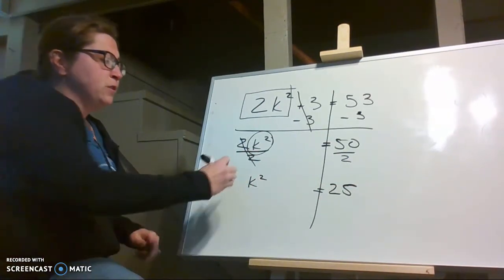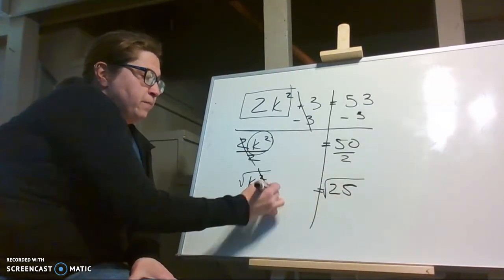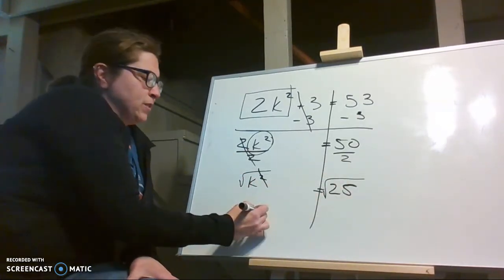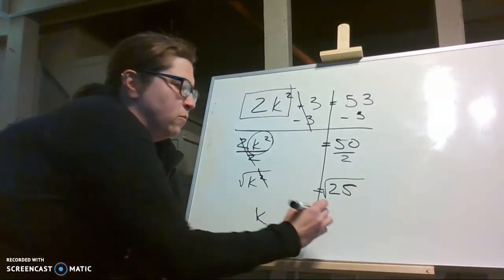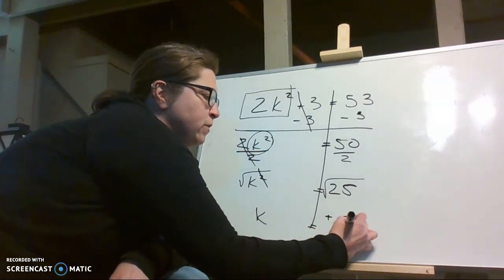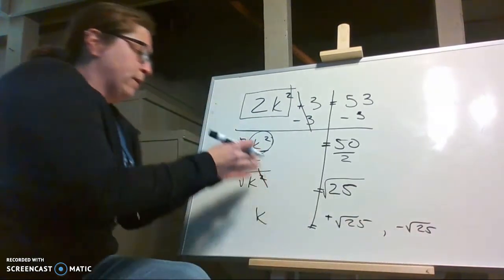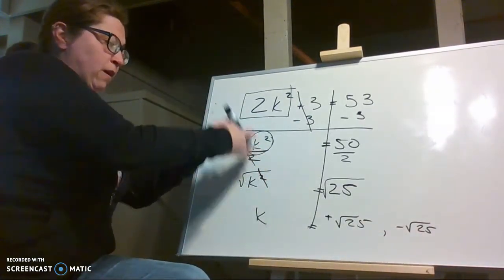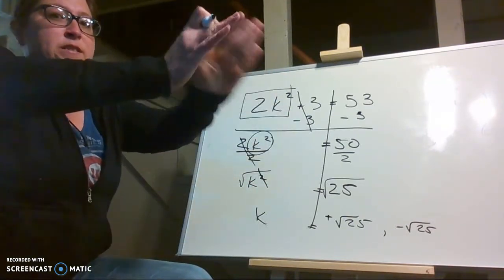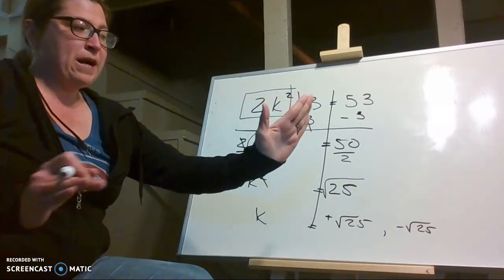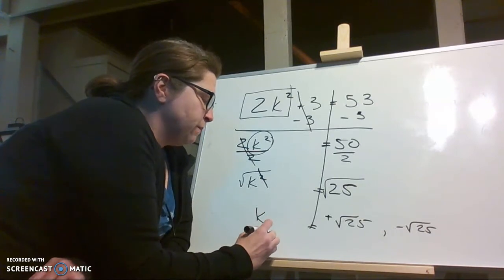Now to get rid of this exponent of 2, I'm going to take my square root of both sides. So over here, that's going to be the inverse operation, so it's going to be just k. Over here, remember there's two answers. One is the positive of the square root of 25, and the other is the negative of the square root of 25. So please don't forget, when you put that square root on there and you're canceling out because we did the inverse, you are now separating things into two different parts. One is the positive, one is the negative. Please don't forget that.